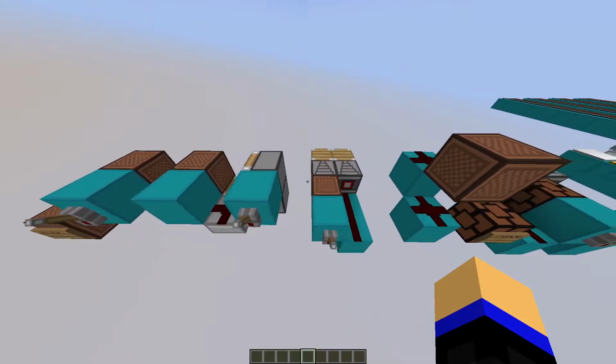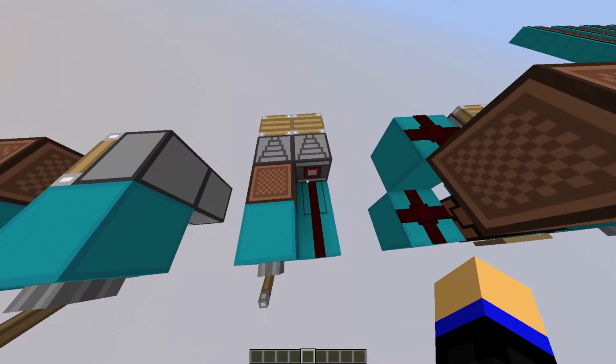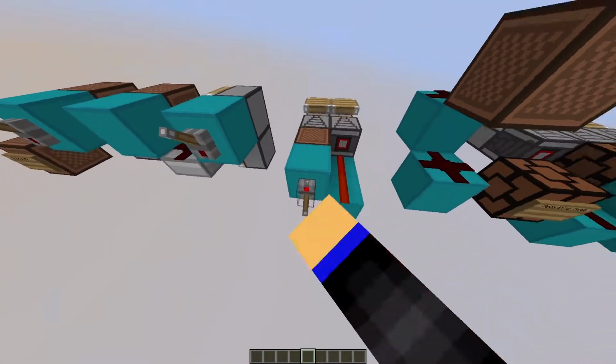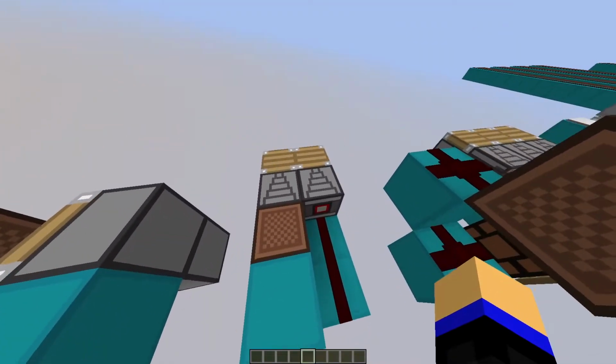And another property of the node block is that it turns on and off instantly and can be detected by an observer. So you can see we have this here. Both of them power at the same time.